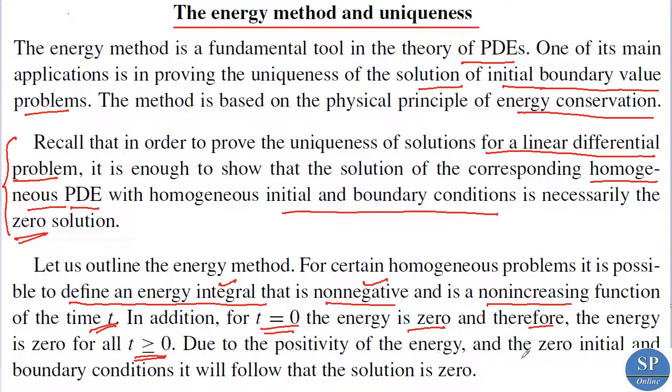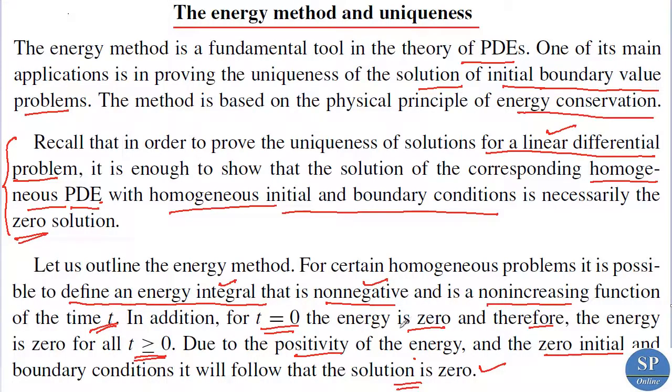Due to the positivity of the energy and zero initial and boundary conditions, it will follow that the solution is 0. Okay, these zero initial and boundary conditions are obtained because, to prove uniqueness of the solution of this linear differential equation, it is enough to show that the solution of the corresponding homogeneous PDE with homogeneous initial boundary conditions, that is, zero initial and boundary conditions, is zero. So from that, due to the positivity of the energy and the zero initial and boundary conditions, it will follow that the solution is 0.